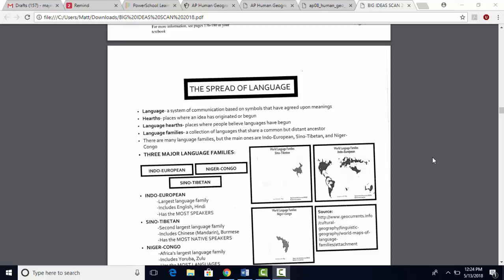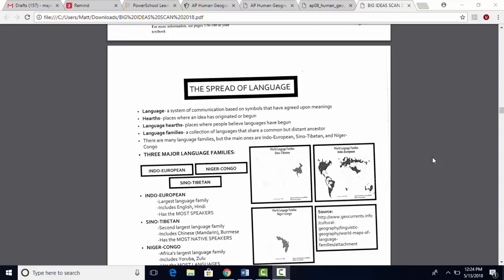Okay, page 32, the spread of language. A language, again, remember, is a system of communication. It's based on symbols with agreed upon meanings. So there's a verbal component to it, and there is some sort of symbols or a system in place that allows you to communicate. Words or sounds have meanings. A hearth, of course, is where something originates, you know that, and so therefore a language hearth is the place where a language is believed to have originated.